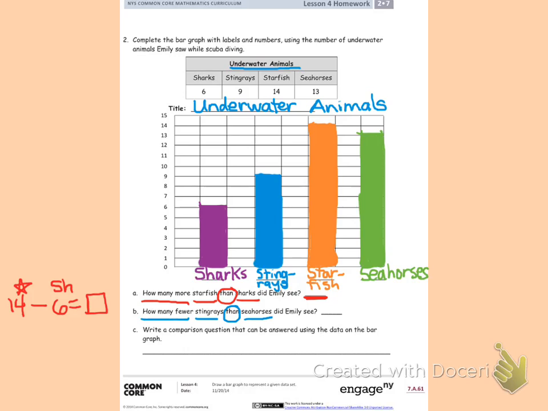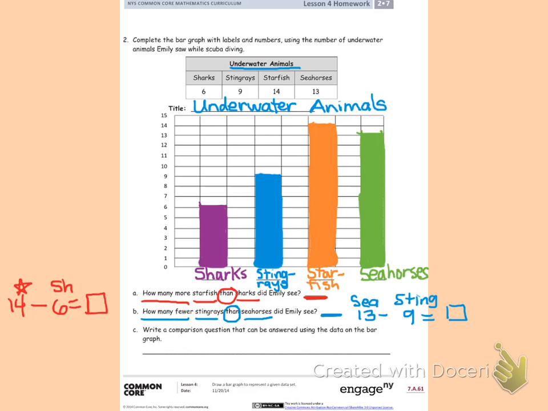So let's go ahead and write C here. For seahorses, that's 13. And subtract the stingrays. I'll just write sting right here for 9. Whatever answer you get will go on line B right here.